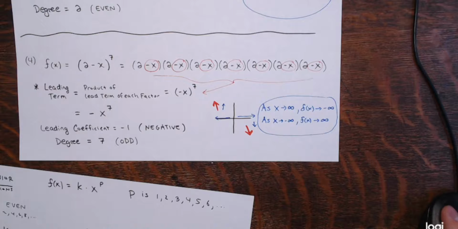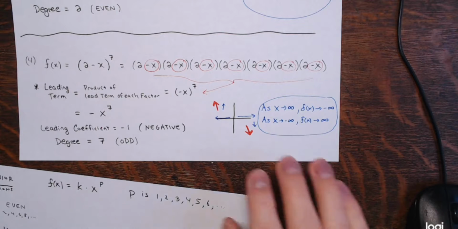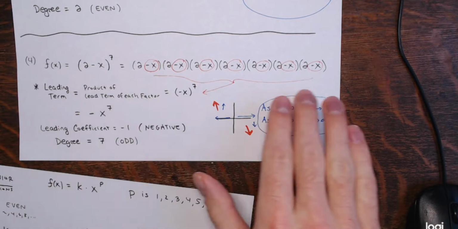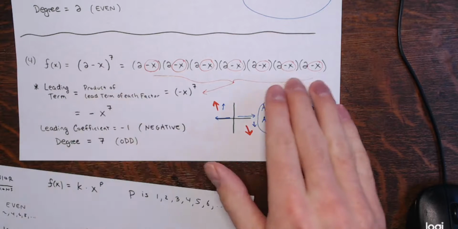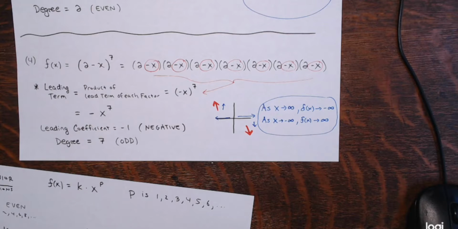So to determine end behavior, you don't even need to know what the whole polynomial looks like. You just need to know what that leading term will be. And if it's in factored form like this, to find the leading term, you just simply multiply the leading term of every factor. It's really that easy.